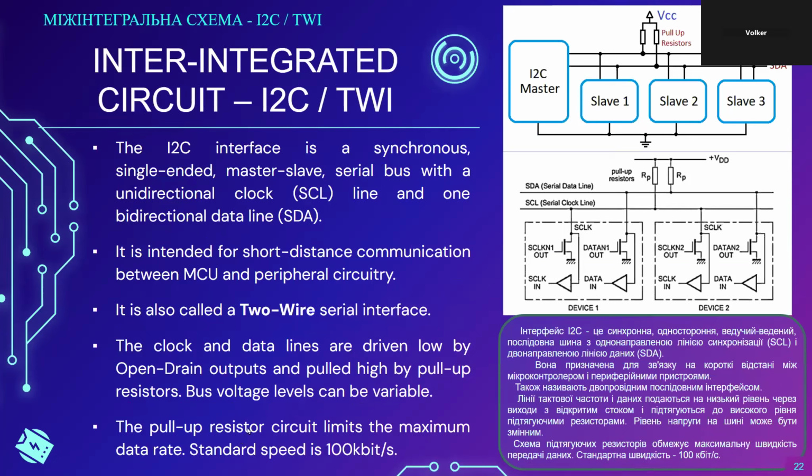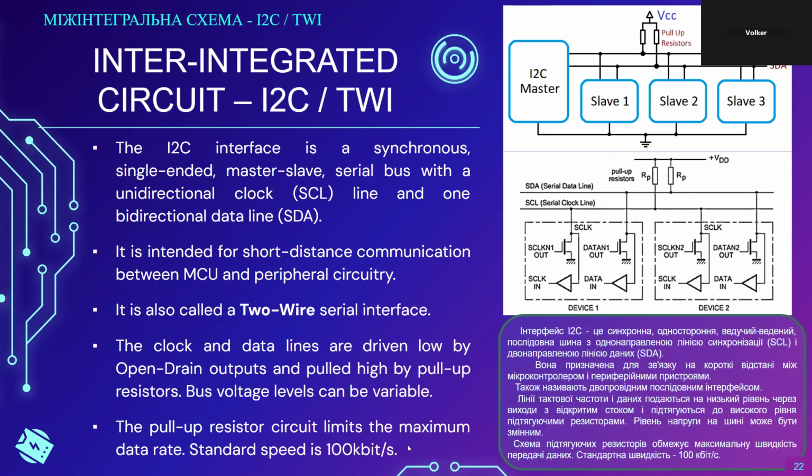The pull-up resistors limit the maximum data rate. Standard speed is 100 kilobits per second. There's an extended speed rate of 400 kilobits per second that many devices support, which is still slow compared to the SPI bus. Again, the SPI bus can go to megabits per second. The I2C bus is comparatively slower, and the reason for that is those pull-up resistors, because they have to overcome the cable capacitance.